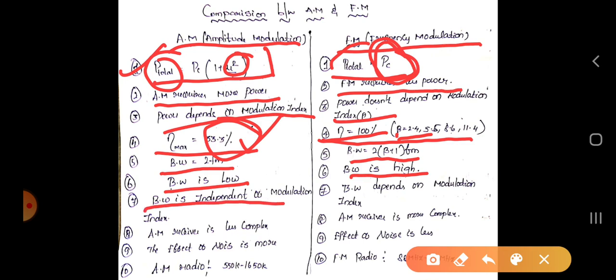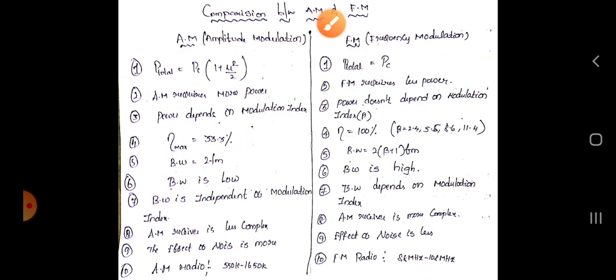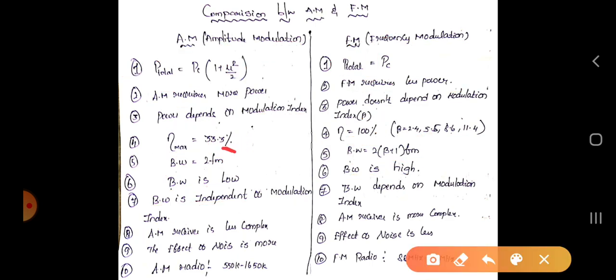And bandwidth is independent of the modulation index in the AM signal, because the bandwidth depends upon the signal frequency itself. Here the bandwidth depends upon fm, which is nothing but the message signal frequency. But in the FM signal, bandwidth depends upon the modulation index, that is beta. If you see this bandwidth equation, bandwidth is equal to 2 into (beta plus 1) into fm. So it depends upon the modulation index.